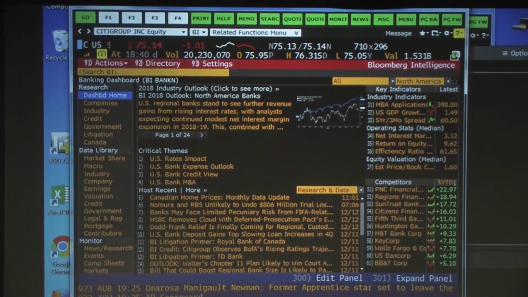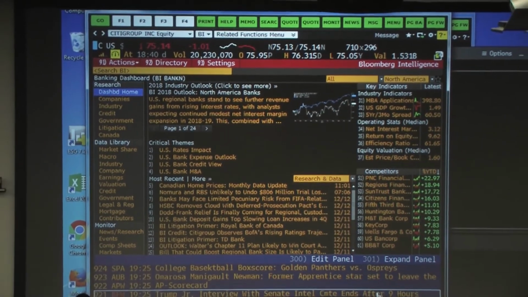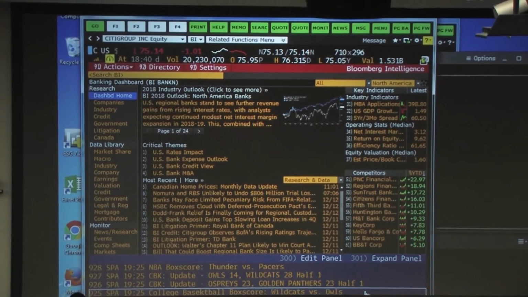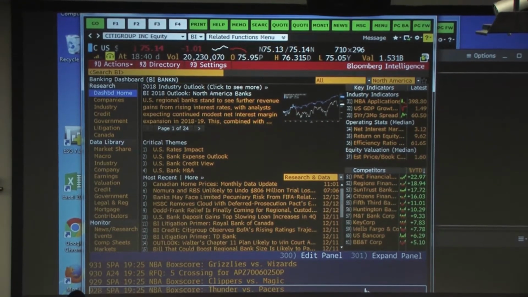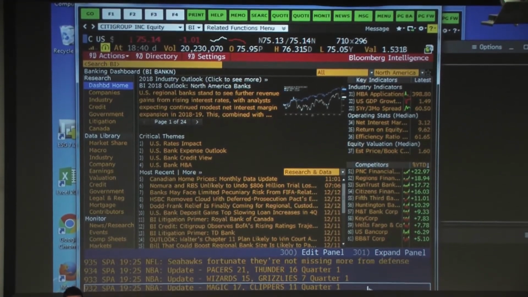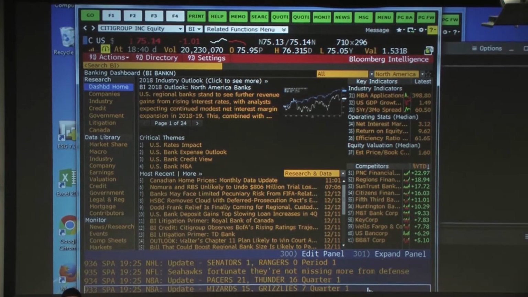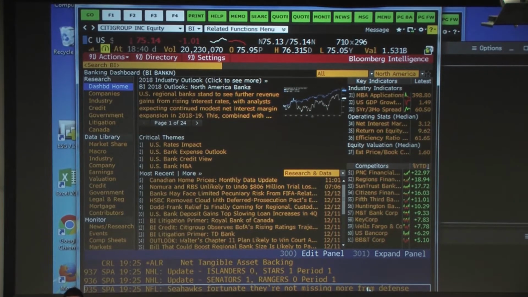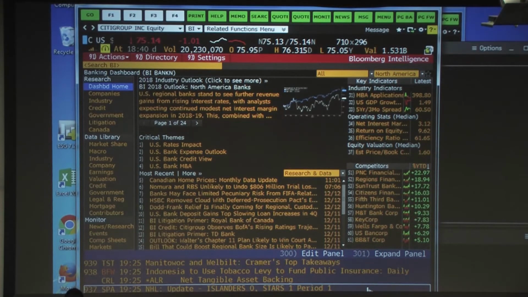So basically, if you enter in any company and you go to this Bloomberg BI function, you can basically see what's going on in different industries. Some of your professors might give you projects that relate to going through certain industries. This would be one of the top ways, if not the top way, to actually get an overview of what's going on in the banking industry.